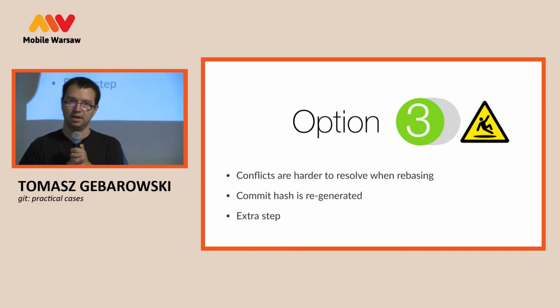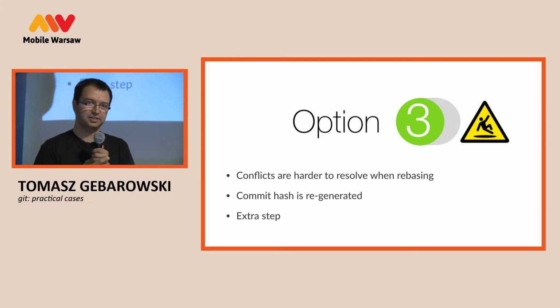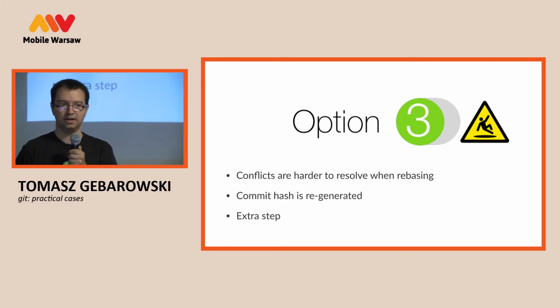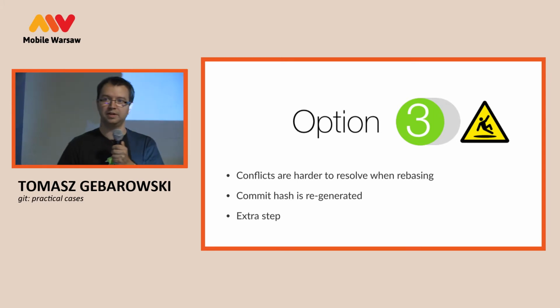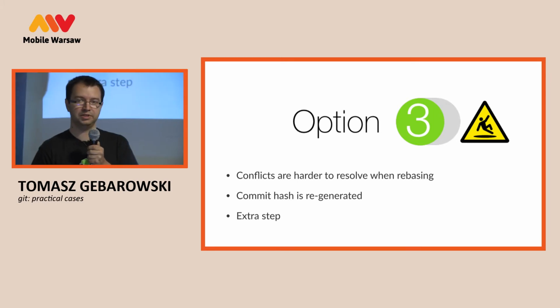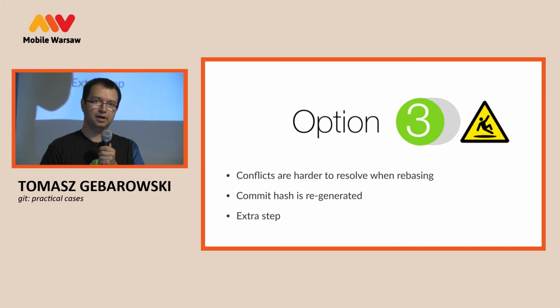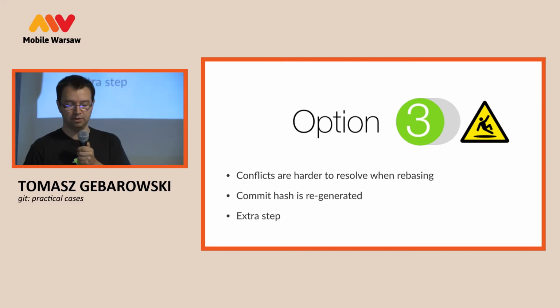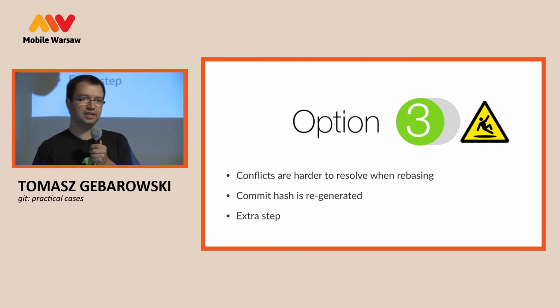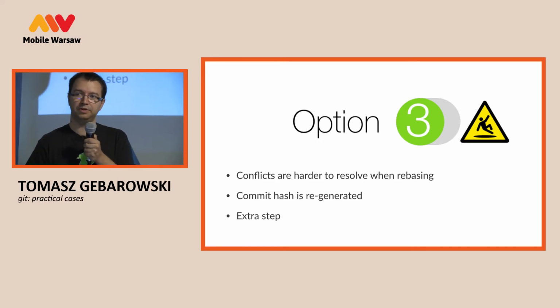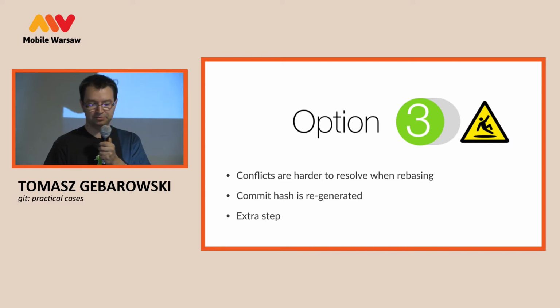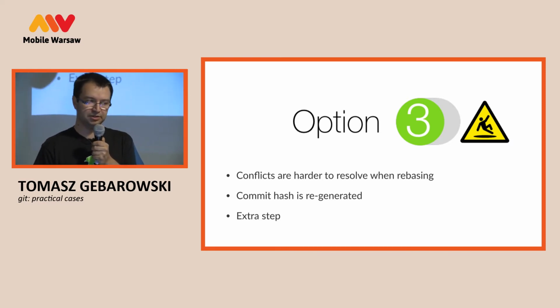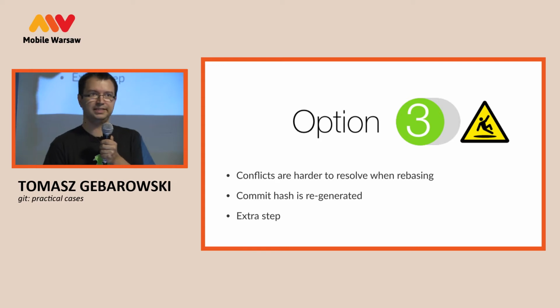First of all, the conflicts that are going to be resolved are a bit harder, because when we are rebasing, we have to resolve them for individual commits. And in the case of a normal merge, we are resolving conflicts only once, in the end. And because we are rebasing, we are changing the hashes of all the commits that are added on top of the new base. So this can be some kind of disadvantage. And of course, it's another step, so it takes time.